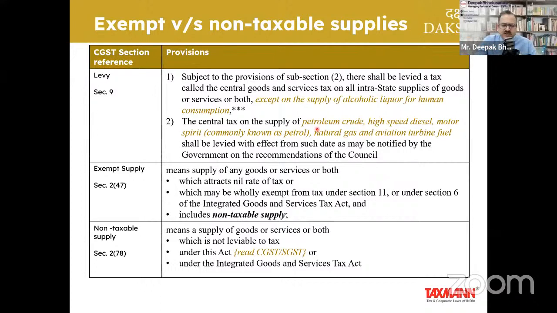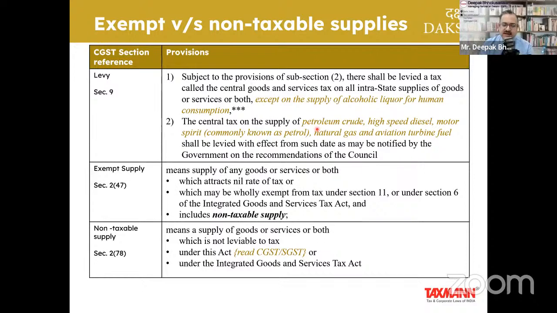They say, oh, there is no tax on alcoholic liquor. But my dear friend, it is a supply. First of all, it is a supply. Only the levy on that supply has been deferred. So the items which are supplies, you see, Schedule 3 is out of the supply picture at all.